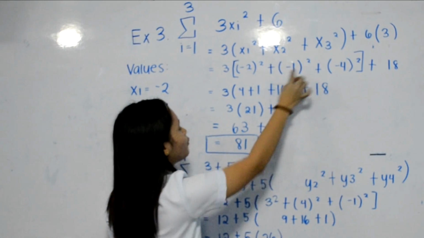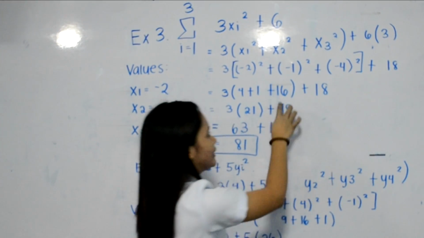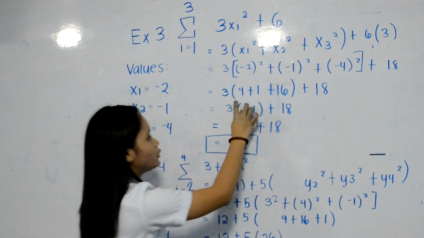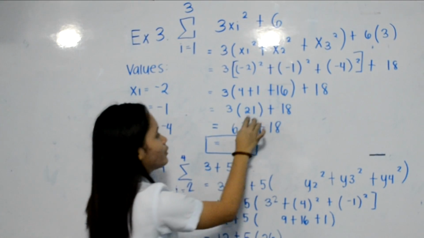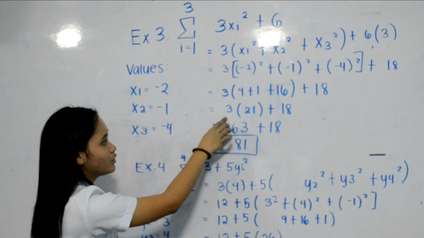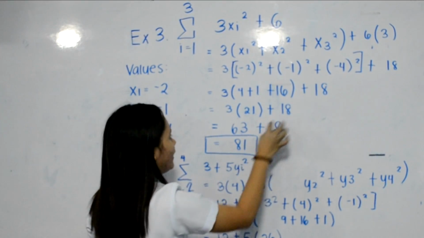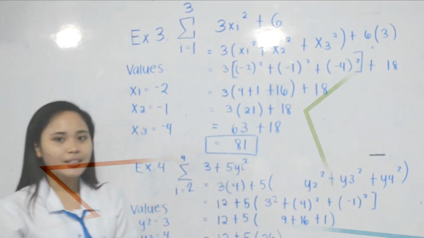Negative 1 times negative 1 is 1, plus negative 4 times negative 4 is 16, plus 18. So first we need to get the sum of this. 4 plus 1 plus 16 equals 21. Then multiply by the constant. 3 times 21 equals 63, plus 18 is 81. The final answer is 81.